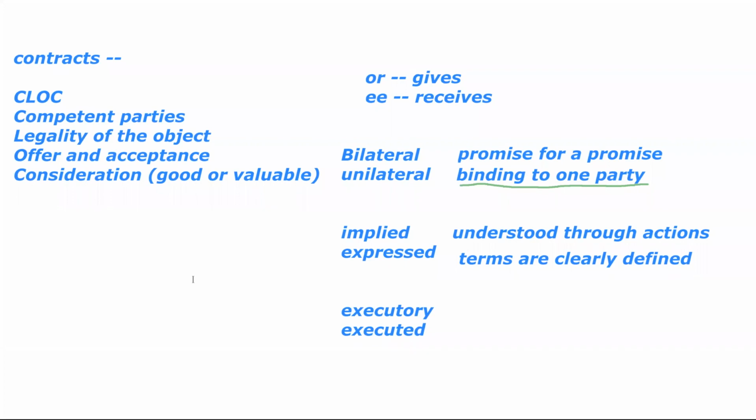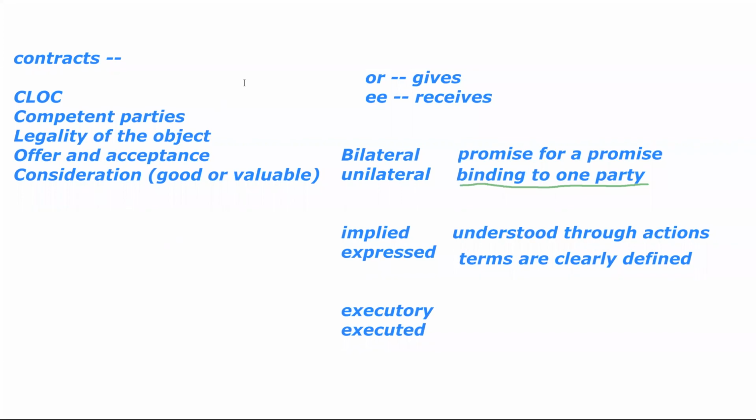So real estate contracts are completely expressed. There will never be a real estate contract that's implied. It's not going to be one of those things where you go into the open house, you wink at the realtor, they wink back at you, and now you're buying a home. It's not like that, right? I wish it was. I wish it was that easy. But it's always going to be expressed.